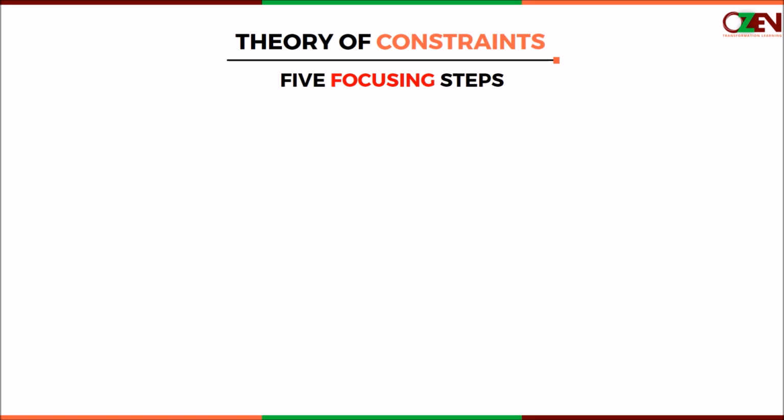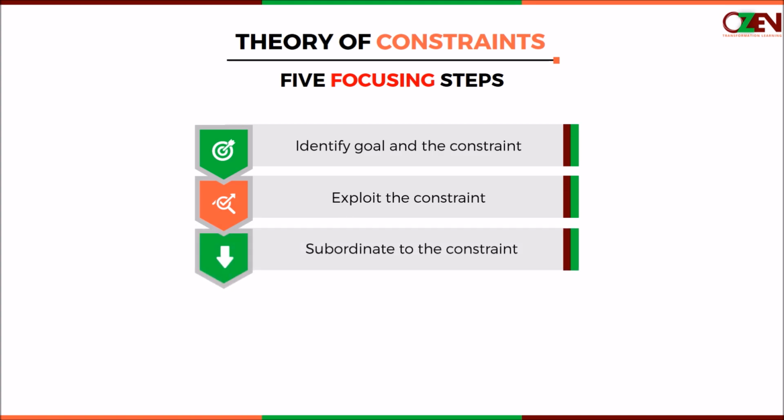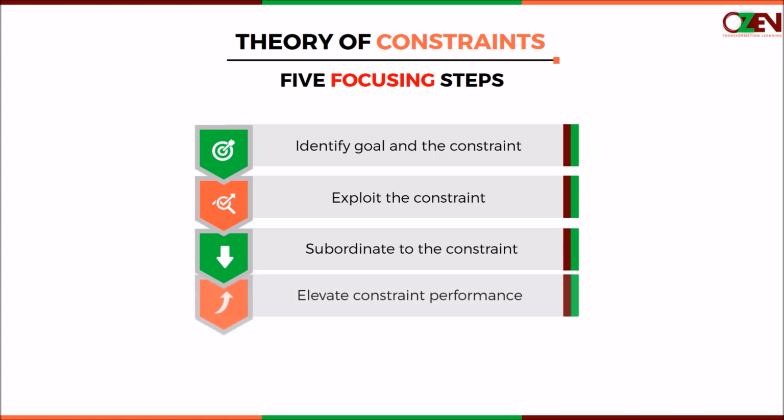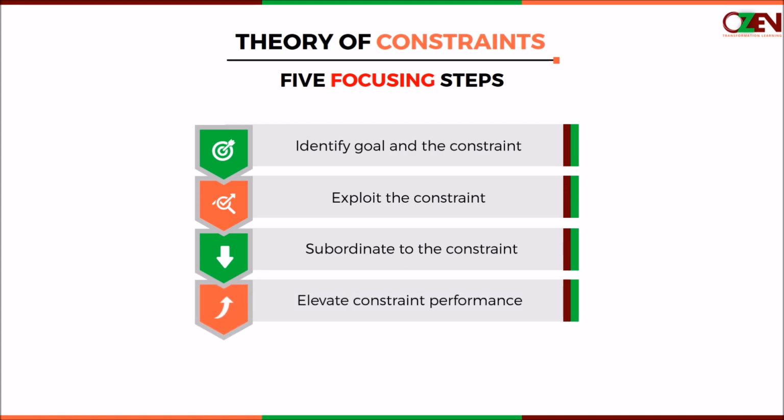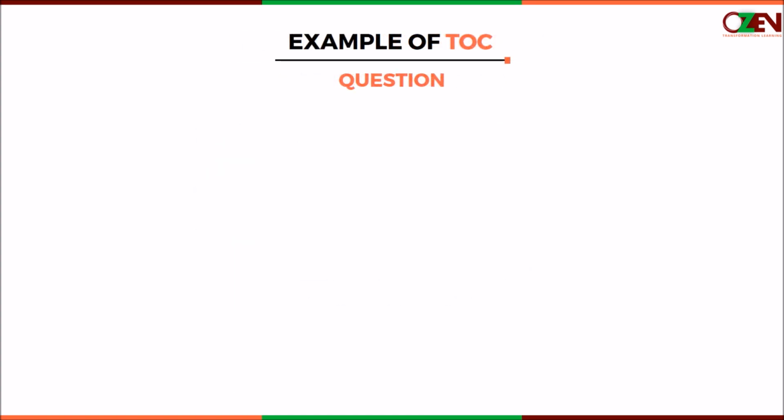Theory of constraints provides a 5 focusing steps methodology to eliminate constraints. The 5 steps are identifying the goal and the current constraint to achieve the goal, exploiting the constraint to make quick improvements in throughput, subordinating to the constraint and ensuring that all other activities support the constraint's need, elevating the constraint performance by considering what additional improvements can be made, and finding the next constraint since it is a continuous improvement cycle.